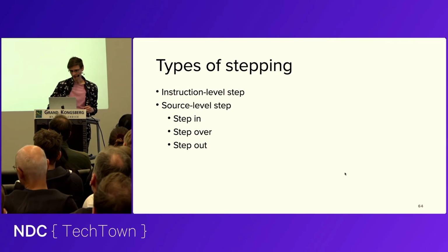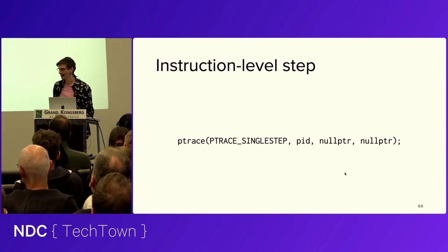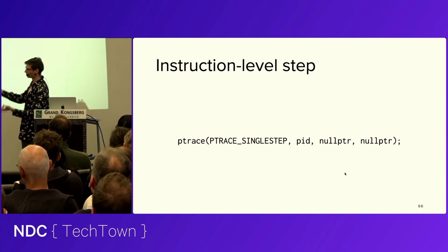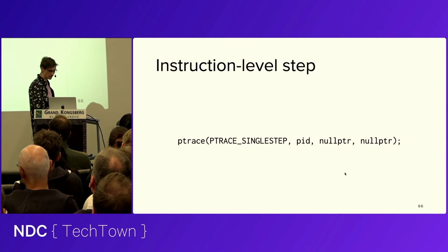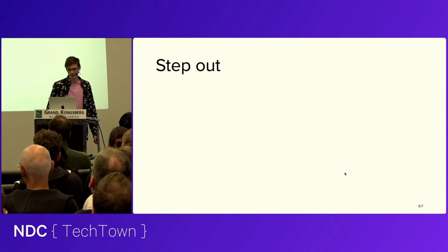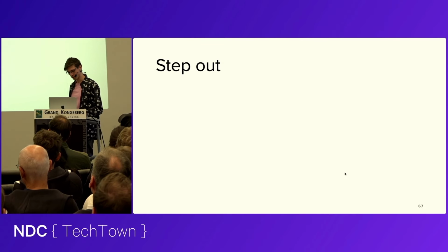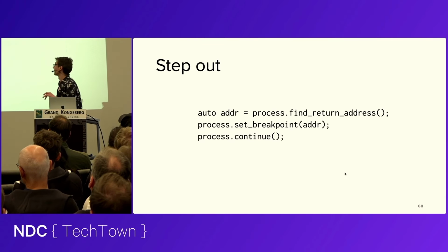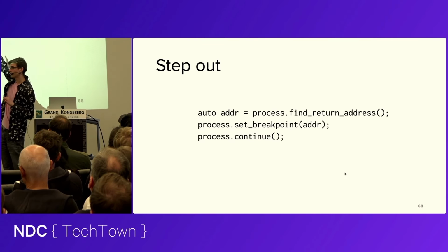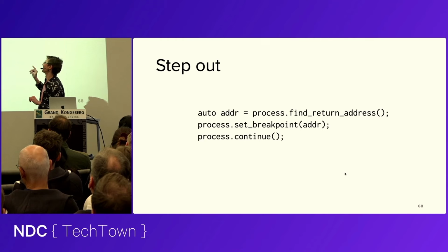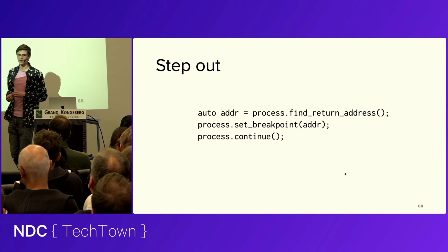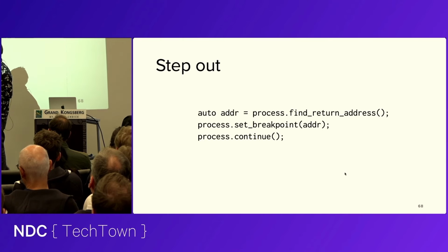Instruction level step, as I alluded to earlier, is a simple ptrace call. Ptrace single step, steps over an instruction. Great. Step out, a little more complicated. We want to do something like find the return address of the current function through methods, which I'll talk about in a bit. And then we could maybe set a breakpoint there and just continue.